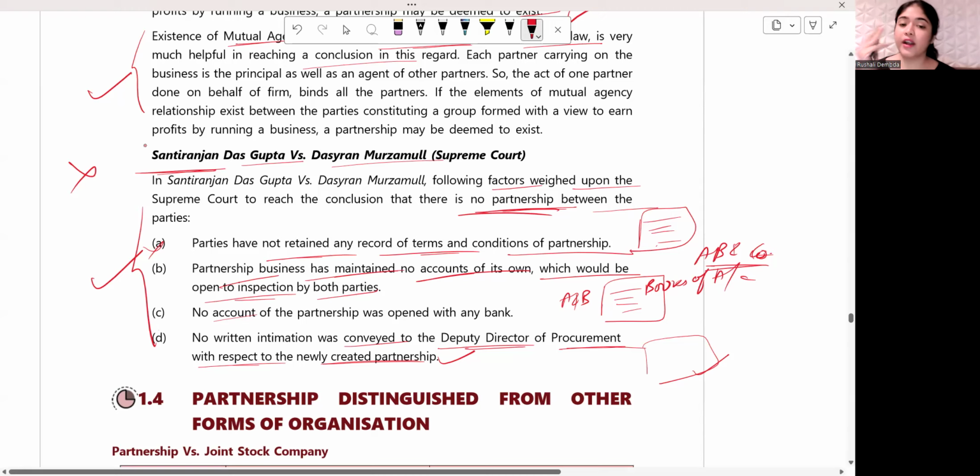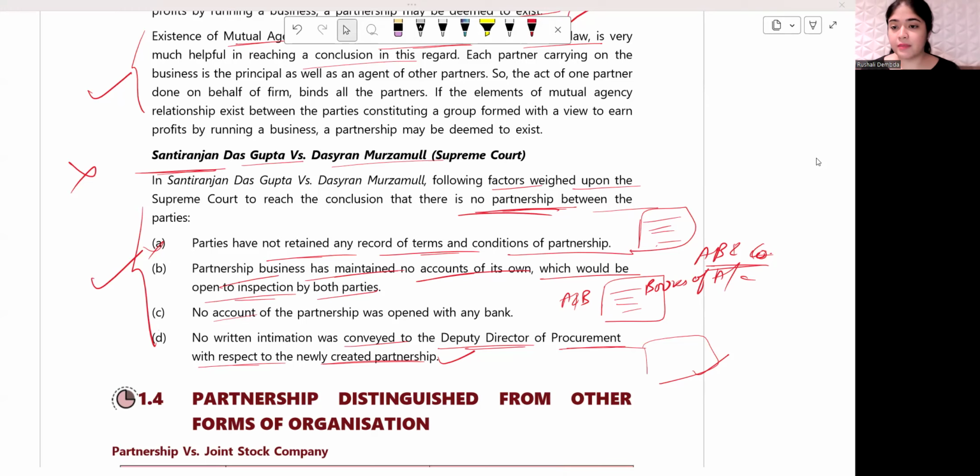If you can't remember the fourth point, first 3 points are very simple. Need a partnership deed written, terms and conditions should be written. Second is books of accounts should be maintained. Third is there should be a bank account of the partnership firm. These 3 points also, if you remember, that will help you to write this answer. Okay? Clear, everyone? Are we clear till here? Yes, ma'am. Okay. How many have left? Okay. 3 of them have left.